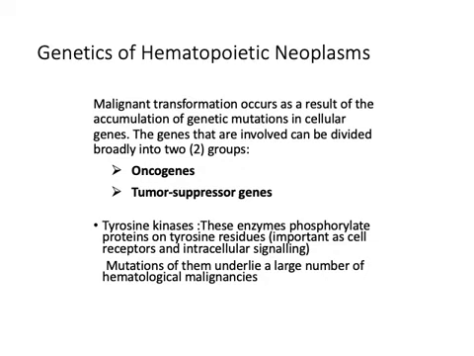Now, malignant transformation occurs as a result of accumulation of genetic mutations in cellular genes, particularly proto-oncogenes and tumor suppressor genes. Sometimes the underlying defects are the tyrosine kinases. These enzymes phosphorylate proteins on tyrosine residues, which is important in cell receptors and intracellular signaling. Mutation of them underlies a large number of hematologic malignancies.